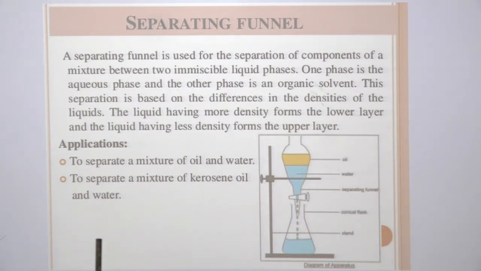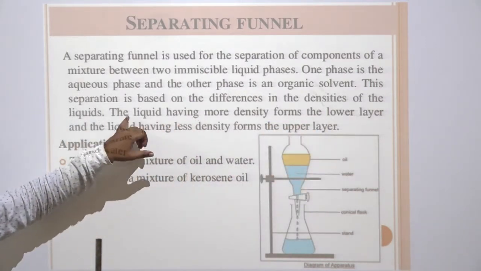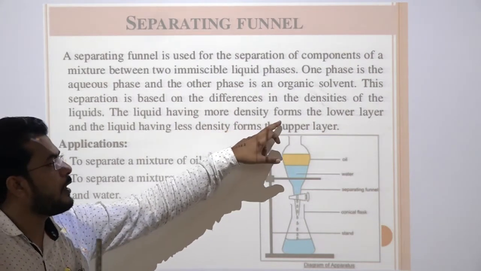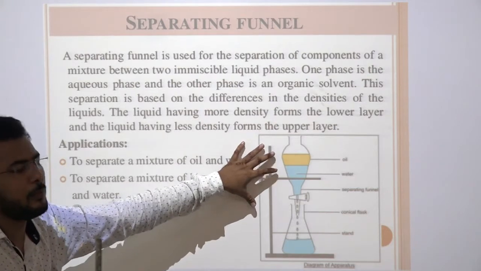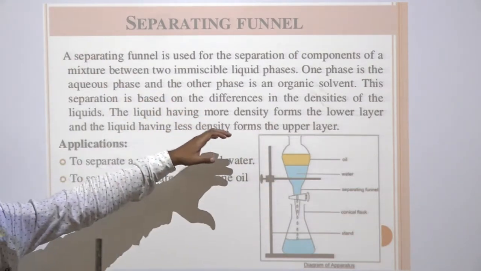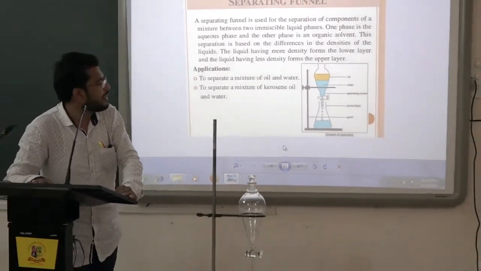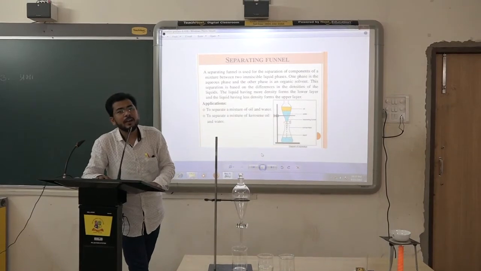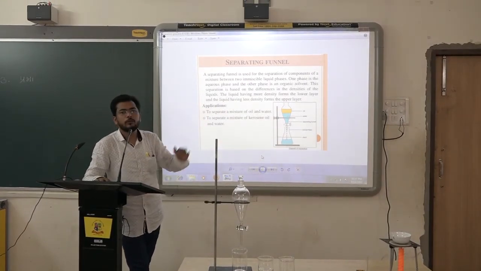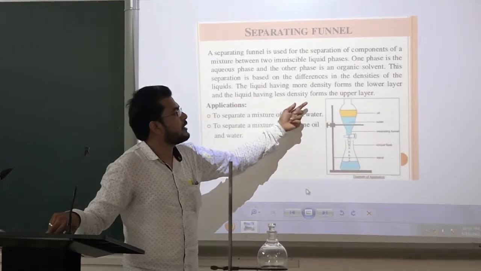We know the formula of density: mass upon volume. So of the densities of the liquids, the liquid having more density forms the lower layer. That is our aqueous layer or organic layer, which we can identify in such mixtures. But in the case of acid-base or phenolic mixtures, we can say aqueous liquid or organic liquid. This technique depends on the densities of the liquids. The liquid having more density forms the lower, bottom layer, and the liquid having less density forms the upper layer.